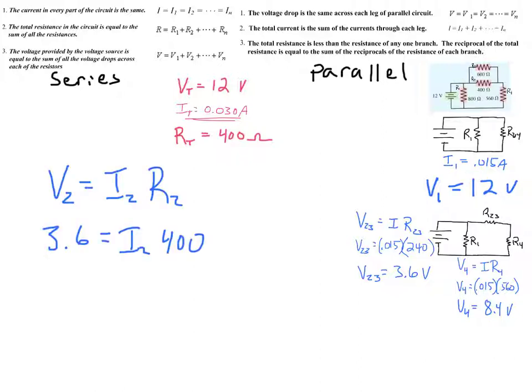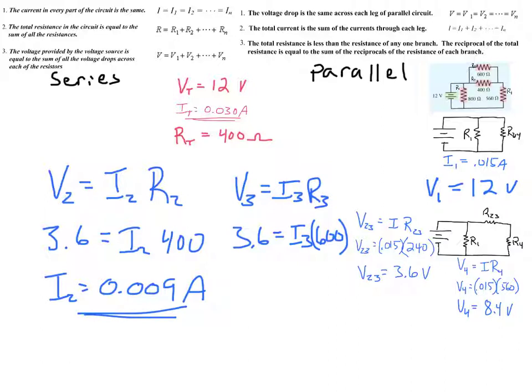So when we apply Ohm's law to find the current through resistor 2, we're going to use the resistance of resistor 2 and the 3.6 volts, because we know that's the voltage across that parallel section, our V23. We end up with a current of 0.009 amps. Following the same procedure to find the current through resistor 3, we end up with 0.006 amps, which adds up to the 0.015 amps that we expected.